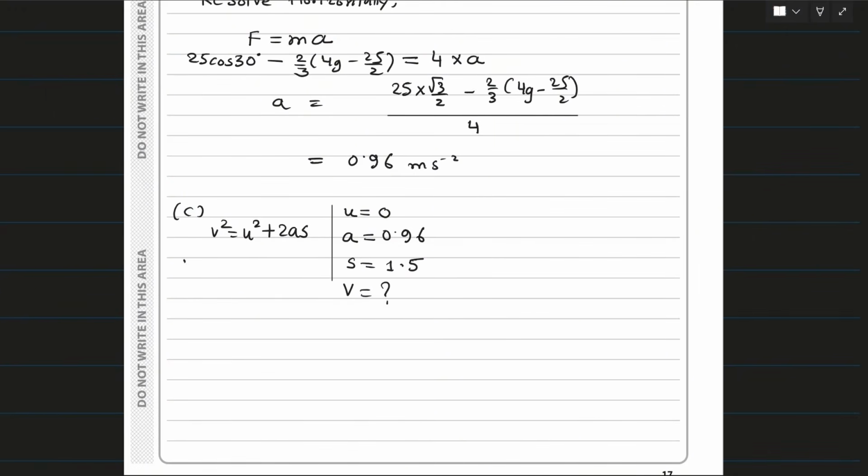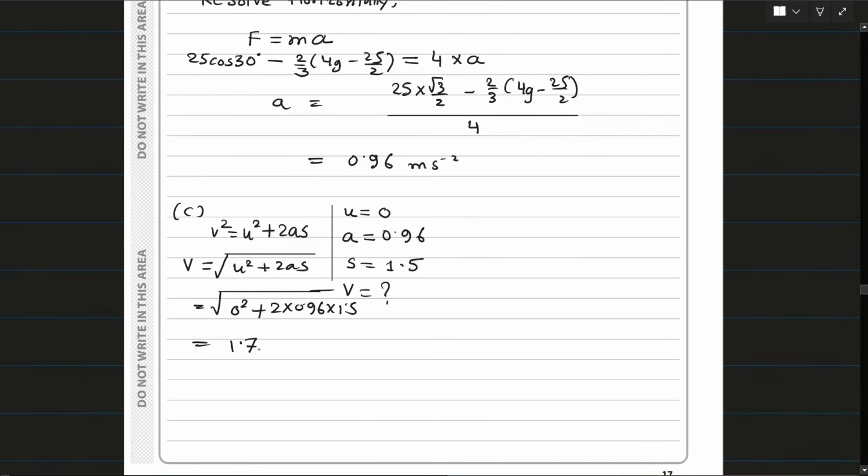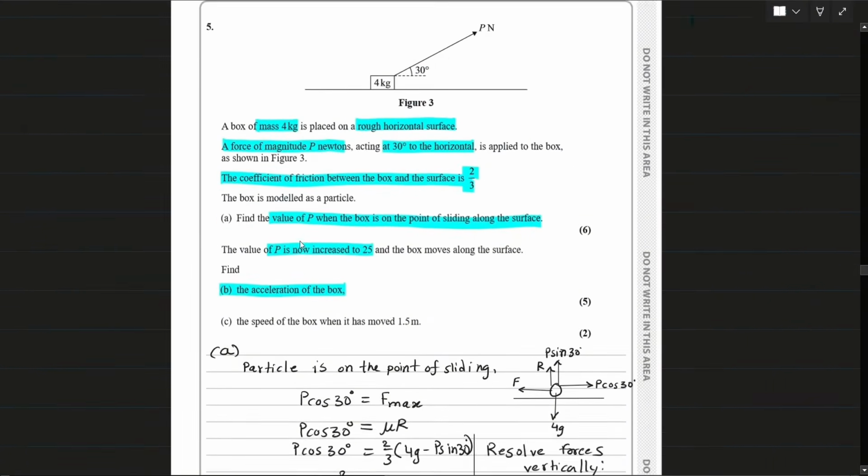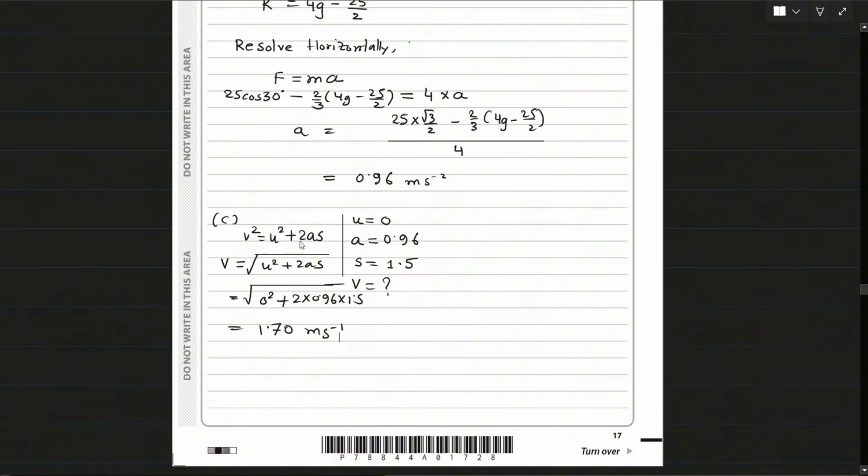So we have to find the final velocity. If I make v the subject here, we have to root the right side of our equation, and this gives us v equals root over u square plus 2as. Substituting all the values gives us the final velocity of 1.70 meter per second. So this concludes our question number 5. We can now move on to our question number 6.